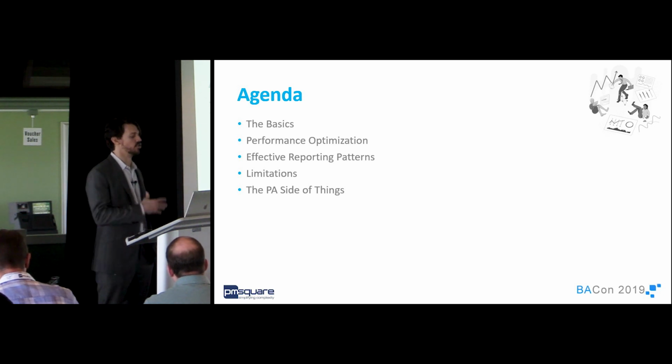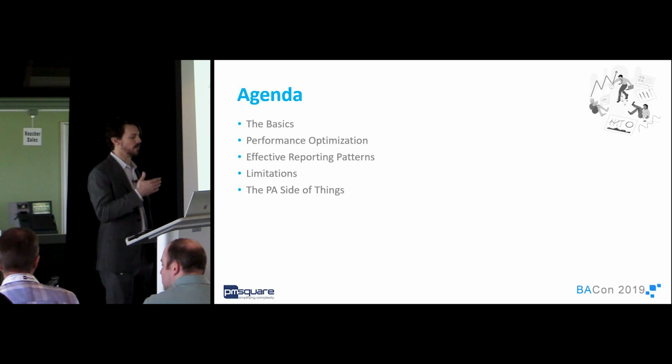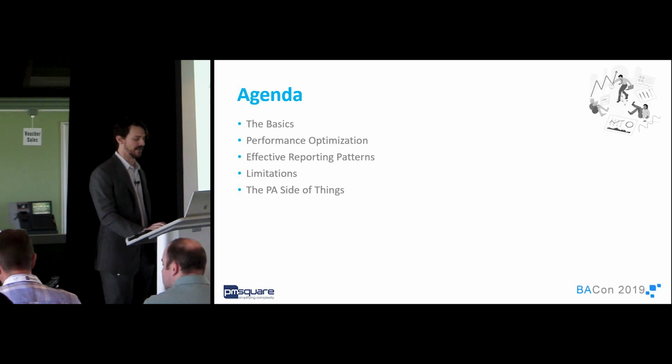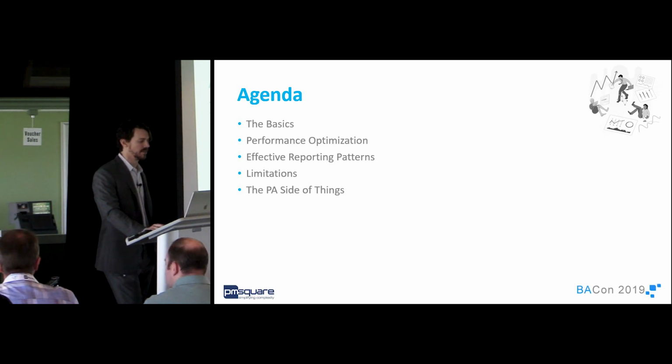We're going to talk about some general effective reporting patterns. Some of those play into performance, but not necessarily. It might just be certain ways that you can report effectively by tapping into the functionality that's available through Planning Analytics. We're going to hit some limitations that we've run into as well and gained from experience. And then we're just going to briefly talk about the PA side of things.